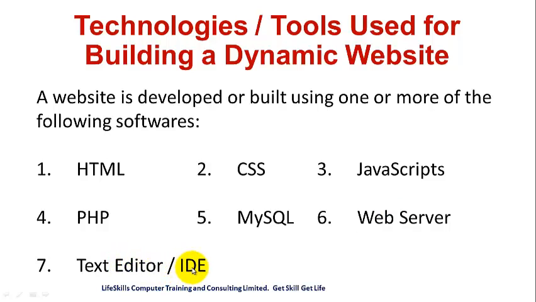Then the number 7 technology is a text editor where you write your code or your tags, or what we refer to as IDE, Integrated Development Environment. So you need a text editor or integrated development environment in order to write your HTML, in order to write CSS, JavaScript, PHP, MySQL. You will need this text editor.